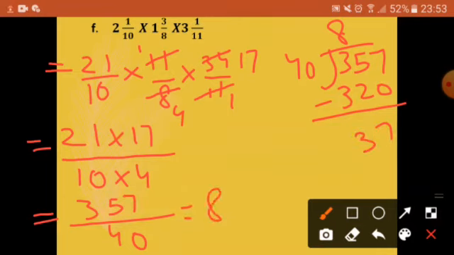So quotient, remainder and divisor. See, this is how simple this is. So you can get your answer in the lowest term with this procedure as well. Hope you understand the concept of multiplication of mixed numbers with mixed numbers, mixed numbers with whole numbers, mixed numbers with fractions.